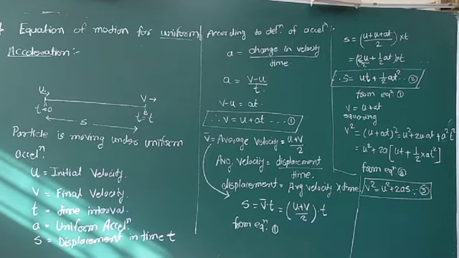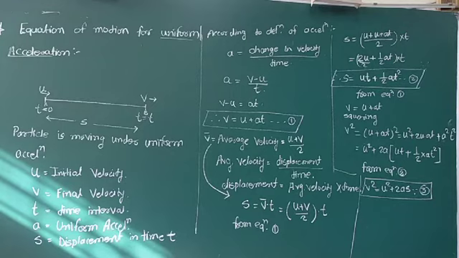Now from equation 1, v is equal to u plus at, squaring on both sides. We use the identity (a plus b) whole square, which is equal to a square plus b square plus 2ab. We adjust that 2 in order to convert that equation into the form of s. So we get the third equation, that is v square is equal to u square plus 2as.